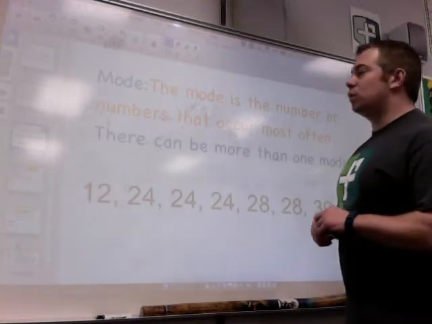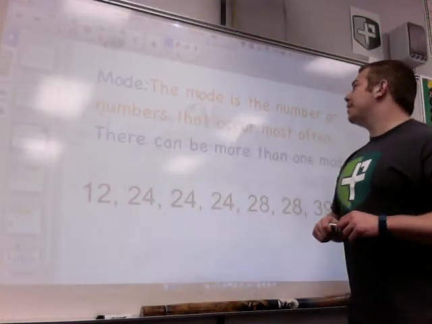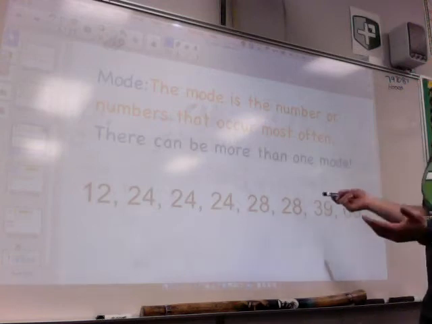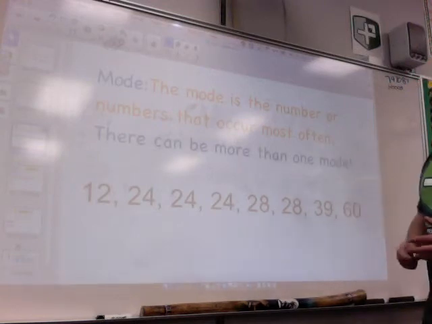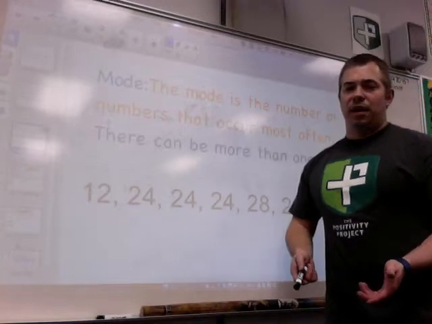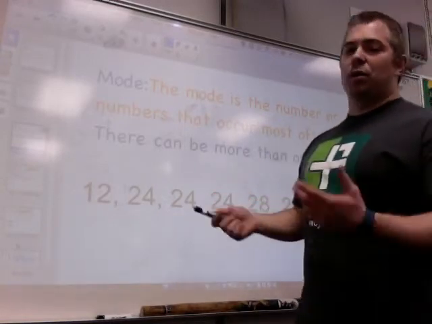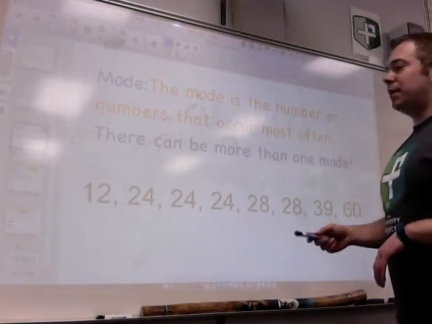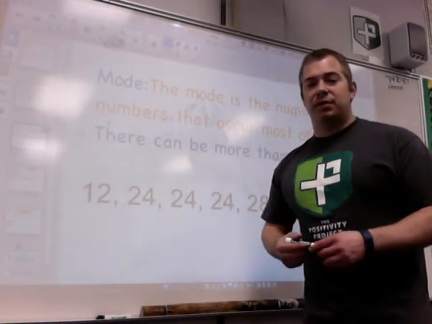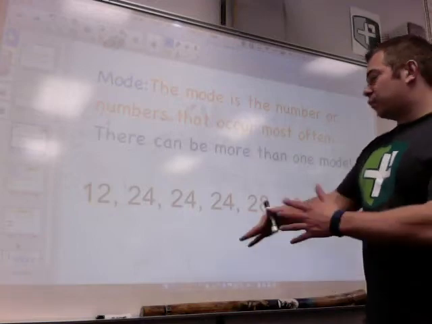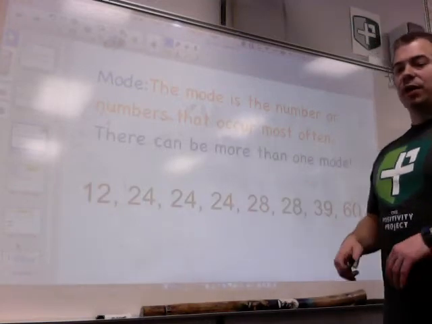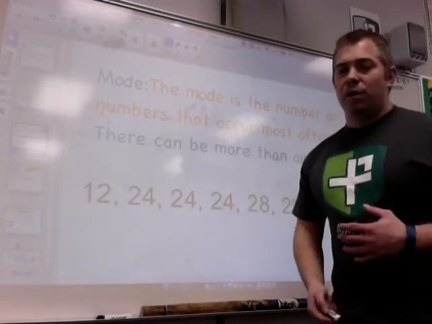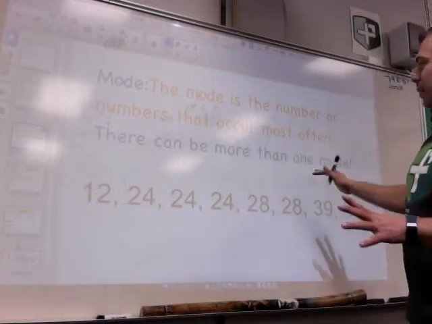We have the mode. I love mode. The mode is the number or numbers that occur most often. So sometimes there might not be a mode if the numbers only occur once each. All right, there can be more than one mode, meaning if you have 5 24s in this situation, and you also had 5 28s, your mode would be 24 and 28. But we don't have that.